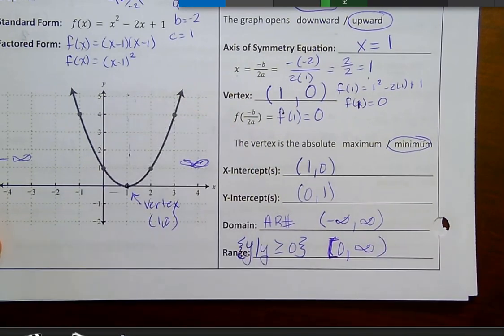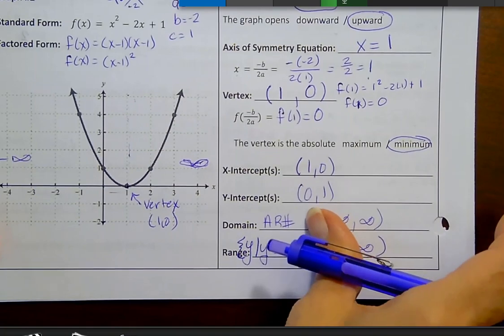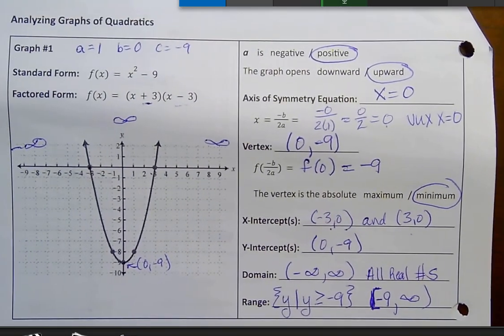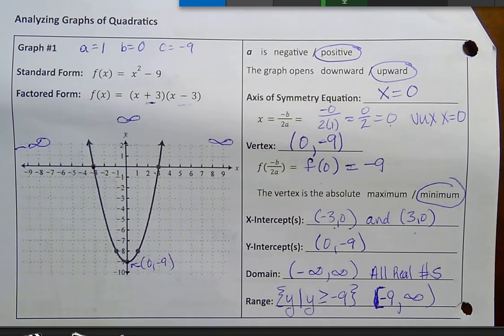So I use parenthesis. Okay, that is so much, and I'm going to actually stop this video, and we're going to watch the next couple of graphs on our next video.